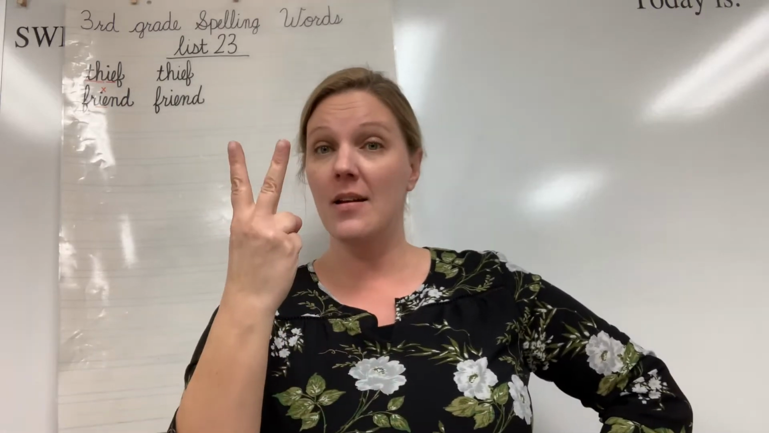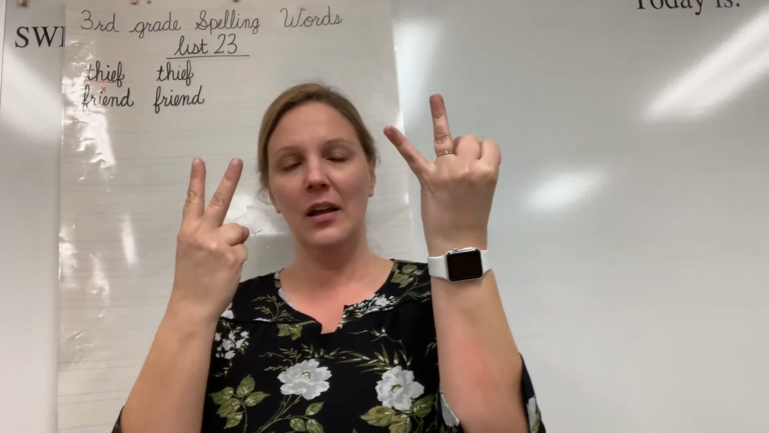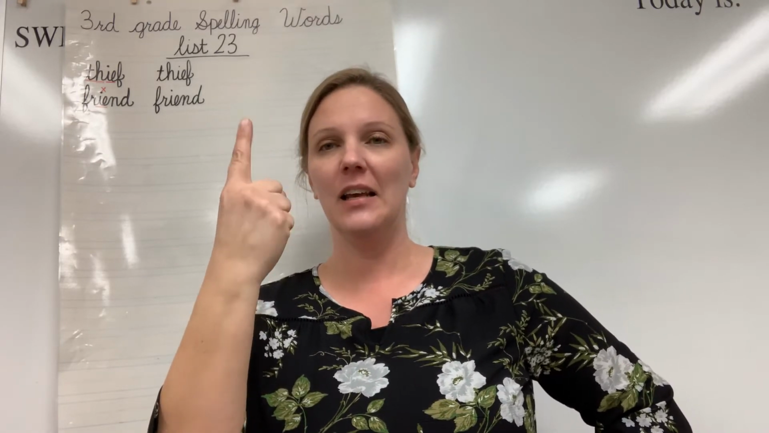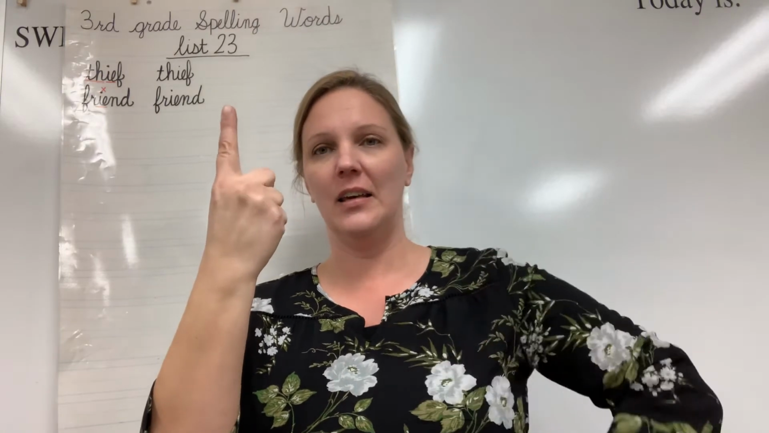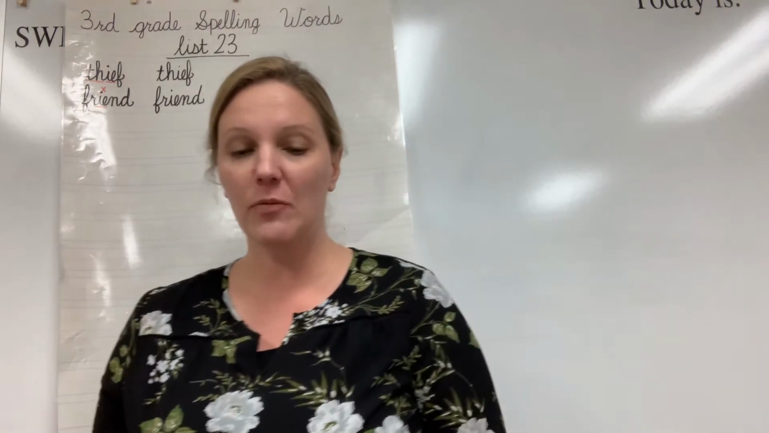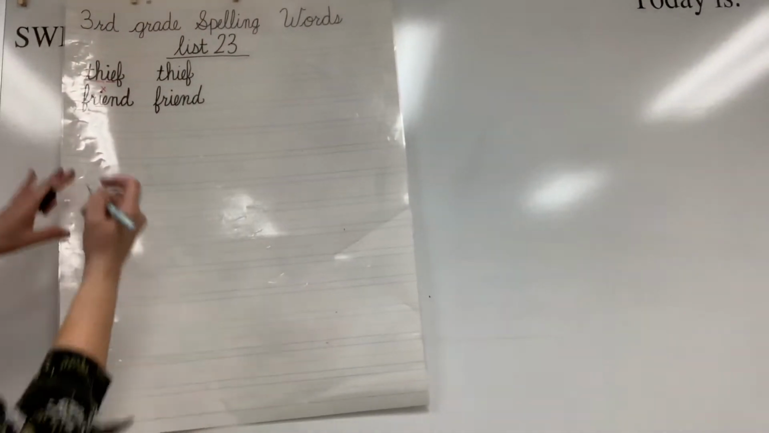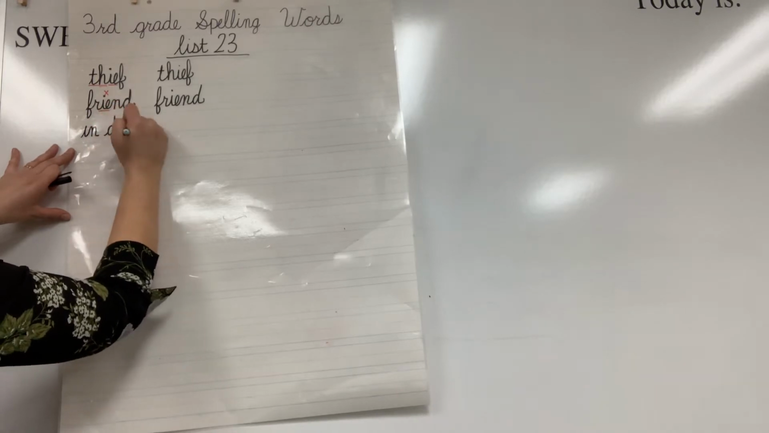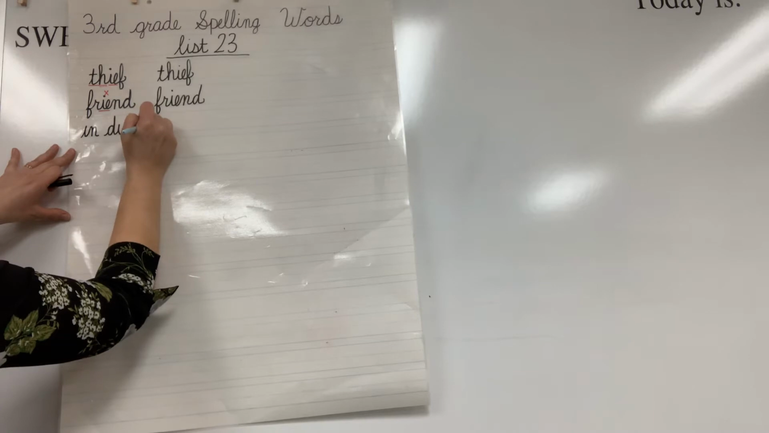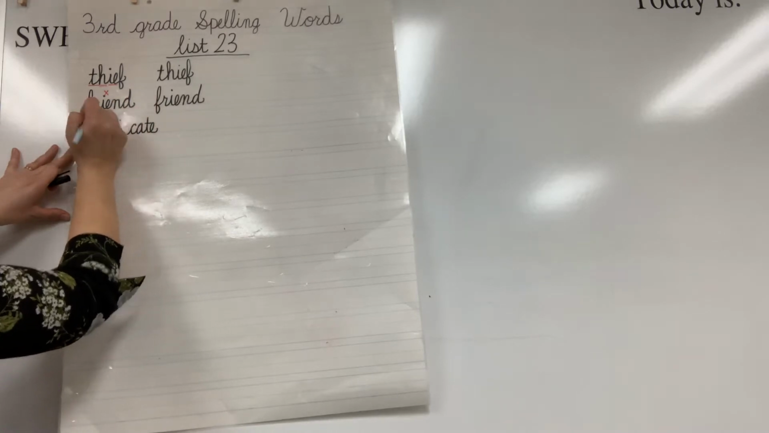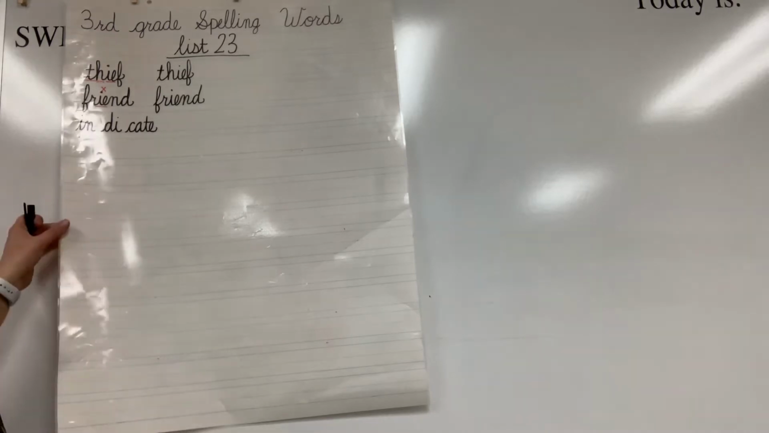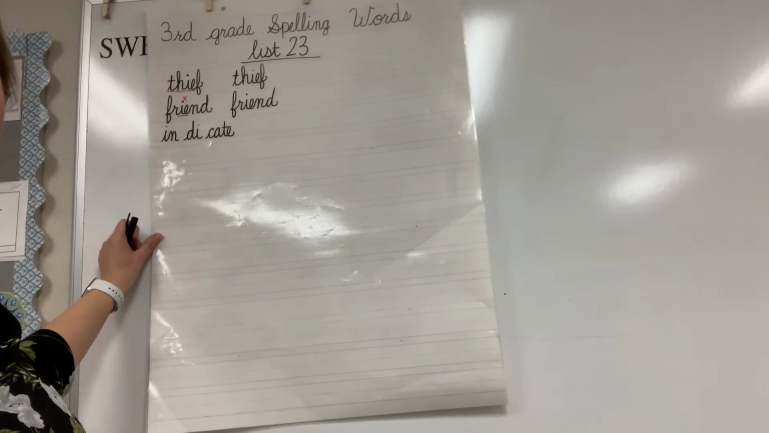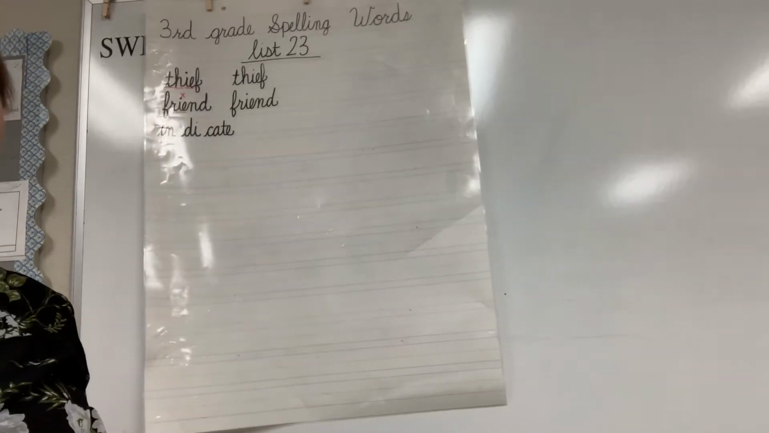First syllable, i-n. Second syllable, d-i. Third syllable, c-a-t, silent final E. In, di, cate. Go ahead and write indicate with all 3 syllables right below friend in your SWR log. Silent final E. Third graders, please go ahead and sound it as you're writing it. Indicate. Did you spell it like I did? I-N-D-I-C-A-T-E is the correct spelling.